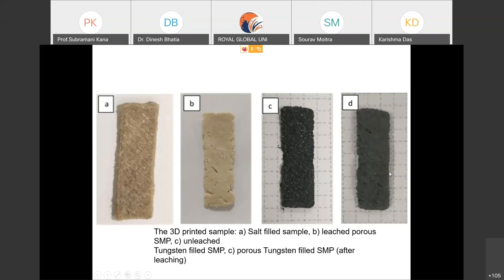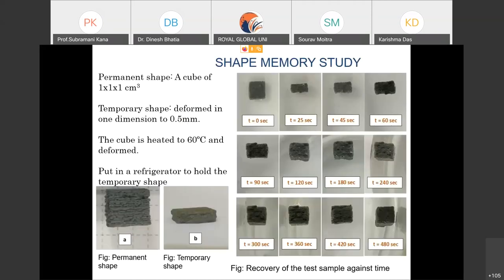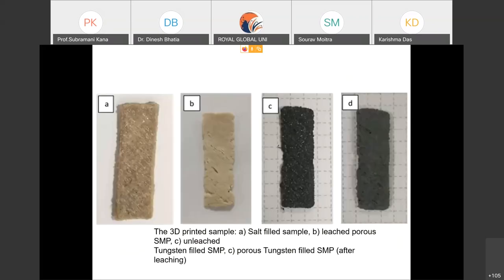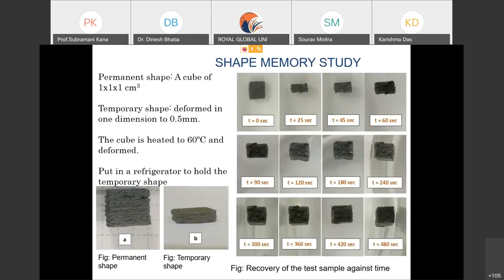Okay, so we could remove 99.9%, only a little bit was left out, where there is a closed pore and all like that, there only it was left. But we could recover all the sodium chloride that we used. And in this study, we made a shape to check how effective the leaching process is and all like that. This is the shape recovery we have studied. The shape memory study we have done with tungsten and sodium chloride and the shape memory polyurethane.